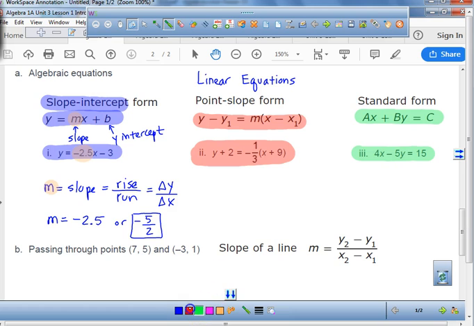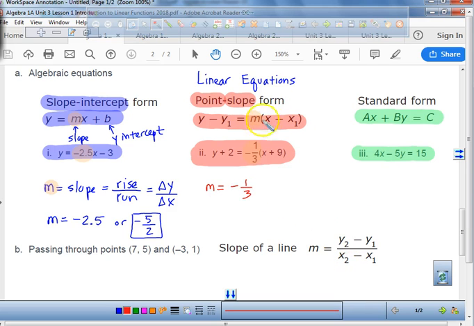Point slope form has 2 words. It has the word point, it has the word slope. What letter always represents slope? What letter? M. Look right there. What's our m value in this? Yeah, that's your slope. So in point slope form, what's my m value in this problem? My m value is what? Negative 1/3.